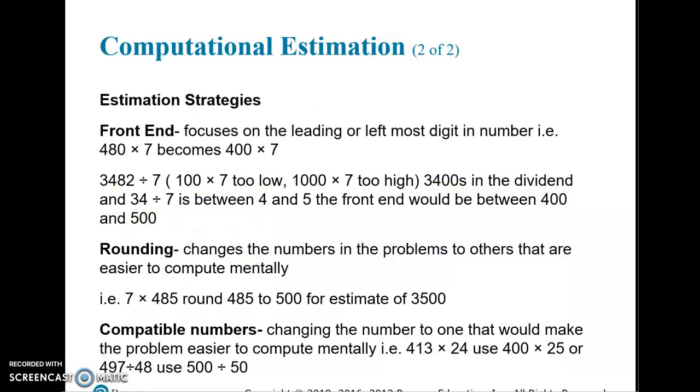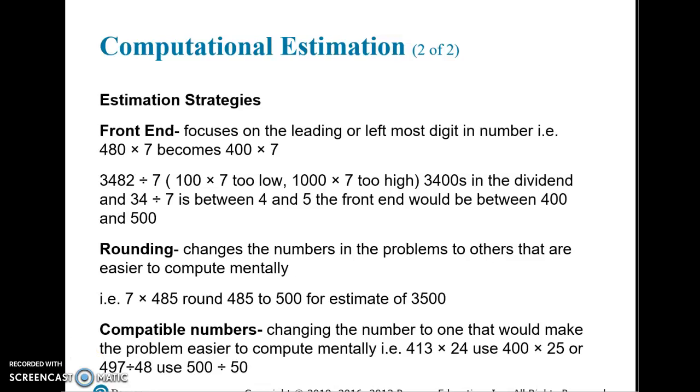The front end. This method focuses on leading or leftmost digits in numbers. Once the first digit is identified, then the students think about the rest of the number as if they were zeros in all the other positions. Adjustments are made to correct the digits or numbers that were ignored. This method has been shown to be one of the easiest for students to learn.